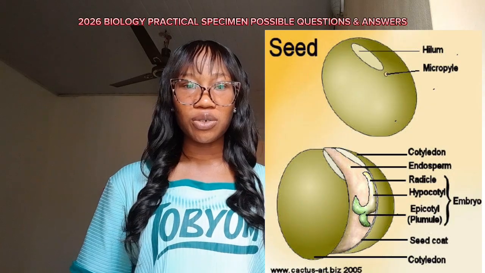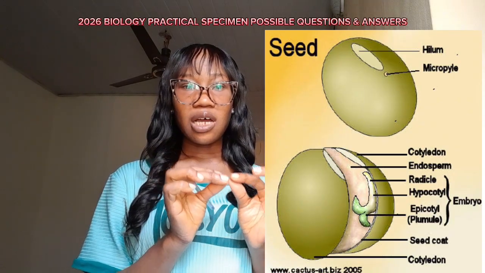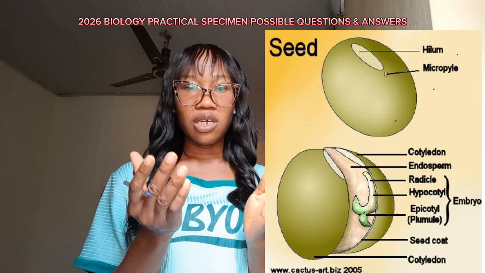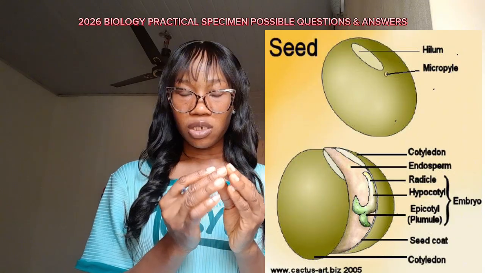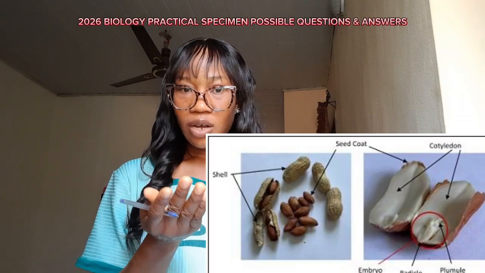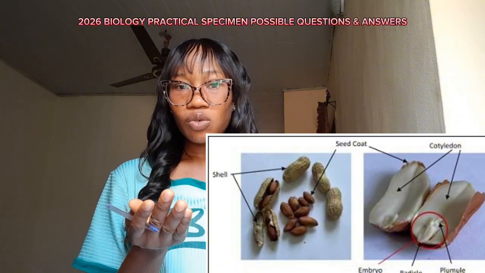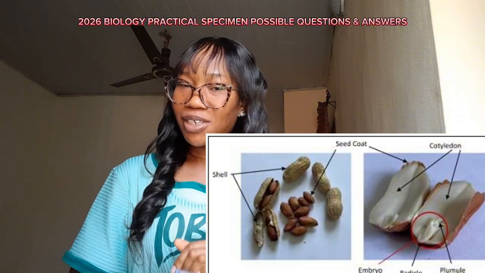In case they ask you to remove the seed from the groundnut pod and open it, you can open that seed into two. That's why it's called a dicotyledon. When you are asked to dissect or open the seed, you are going to open it into two. Now when you open it into two, they may ask you what are the internal features you can see. You should be able to mention three basic internal features. What are these three basic internal features?